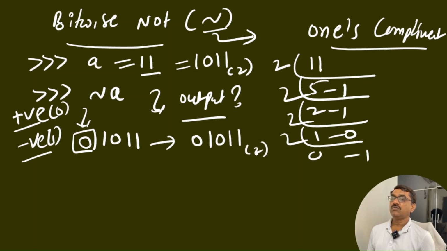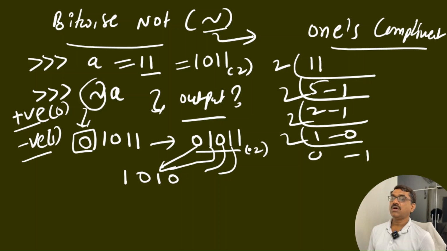Now, what this operator is going to do is, this ones complement operator converts every bit of this bit pattern from 0 to 1 and 1 to 0. That means this 0 is changed to 1, this 1 is changed to 0, this 0 is changed to 1, this 1 is changed to 0 and this 1 is changed to 0. So what is the result? We are obtaining 1 0 1 0 0. This is the result.